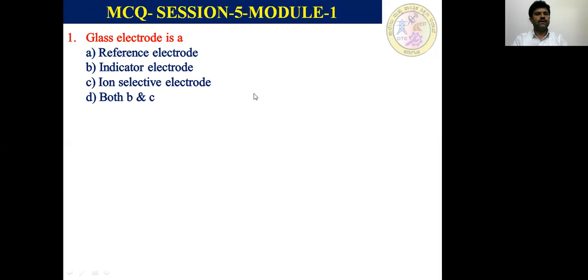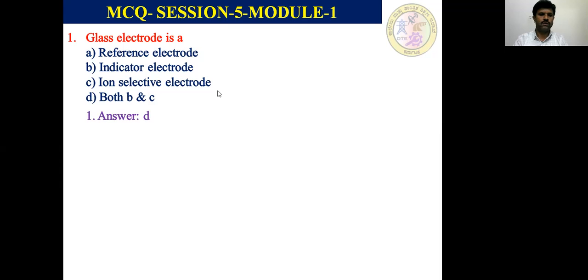So let's go through some of the multiple choice questions covered under this session. Question number 1. Glass electrode is a, option A, reference electrode, option B, indicator electrode, option C, ion selective electrode, option D, both option B and option C. We know that the glass electrode is an indicator electrode and also an ion selective electrode, hence the right answer is option D.